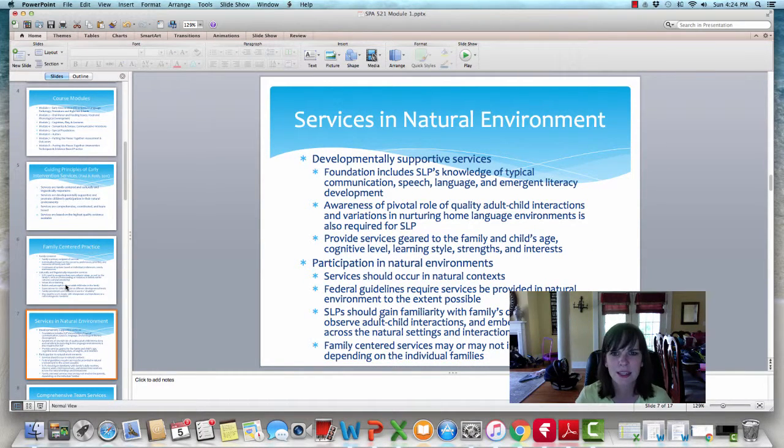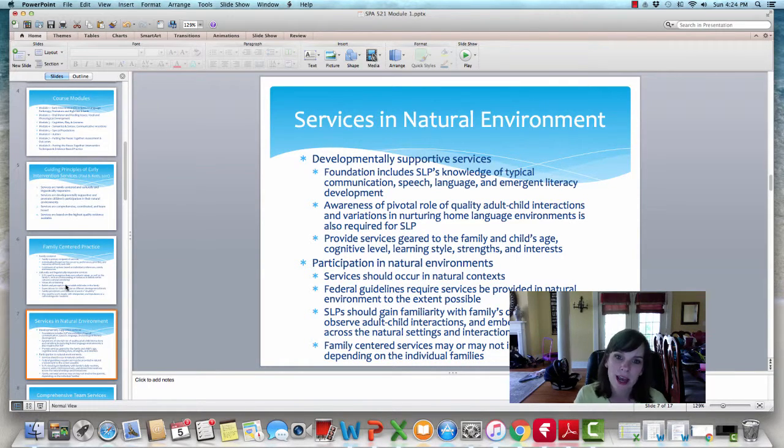Okay, so services in a natural environment. We offer developmentally supportive services. What does that mean? The foundation includes the SLP's knowledge of typical communication, speech, language, and emergent literacy development. You've spent a lot of time learning about what is typical development versus atypical development. That's because when you get ready to diagnose a delay or a disorder, you need to know how it compares to what we expect most children to be achieving by certain ages. So the SLP's knowledge of typical development is very critical.